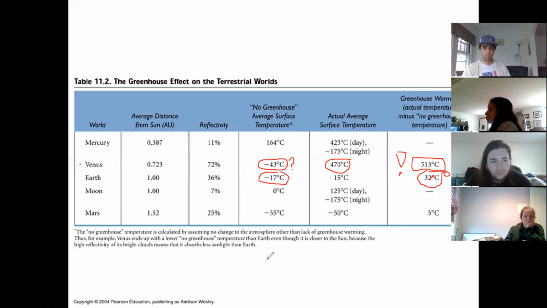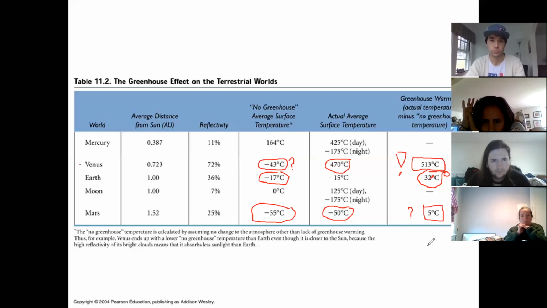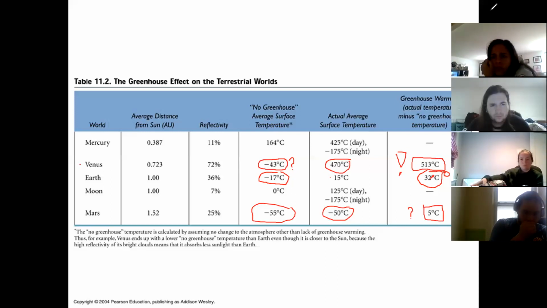Class, let's take a look at Mars. Like Venus, Mars has a 96% CO2 atmosphere. But Mars is only getting a 5 Celsius degree temperature change. Why? Mars and Venus have the same composition to their atmosphere. Why wouldn't Mars's atmosphere also produce a runaway greenhouse effect? Anyone know? Simple answer.